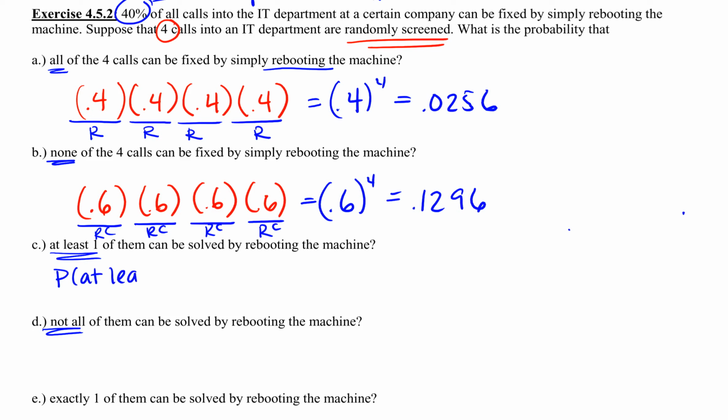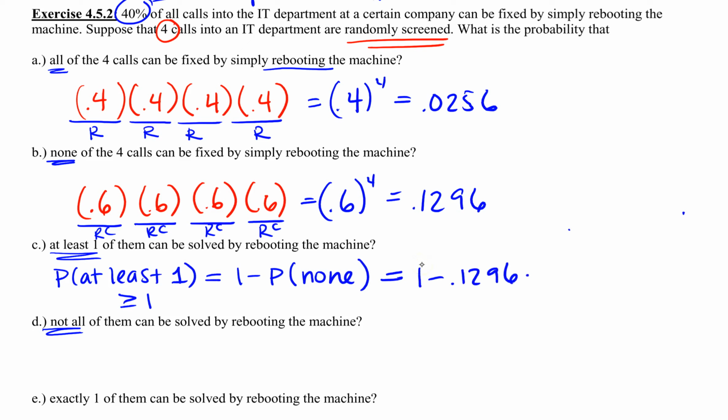0. The probability at least 1 is equal to 1 minus the probability that none of them were fixed. Because at least 1 is greater than or equal to 1, right? And the only thing smaller than that is 0. So these 2 things are complements of each other. And we already know the probability of none because it's what we found in B. We can just do this, which is 0.8704.